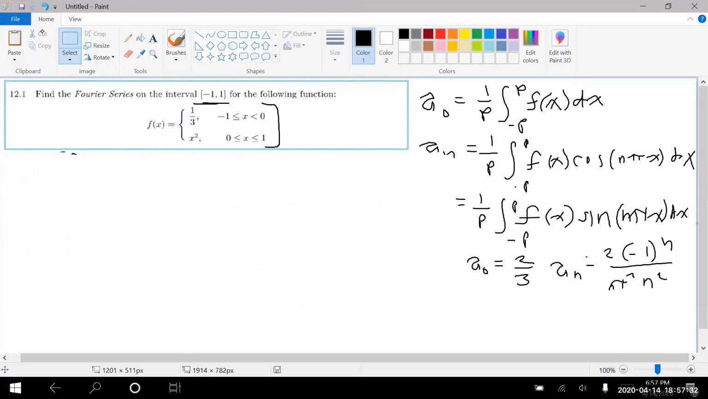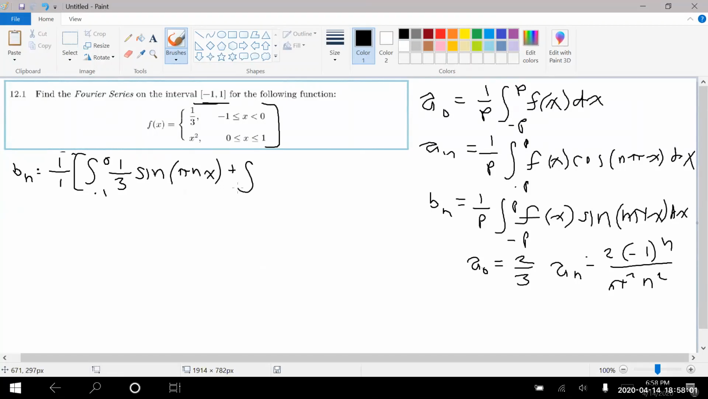Okay, get that out of there. For our b sub n, it's super similar because we're dealing with the x squared and the sine this time. So our b sub n is going to equal our 1 over 1, because that's our p, times the integral from -1 to 0 of 1/3 sine n pi x, plus the integral from 0 to 1.